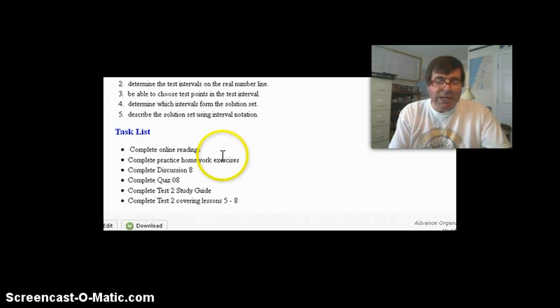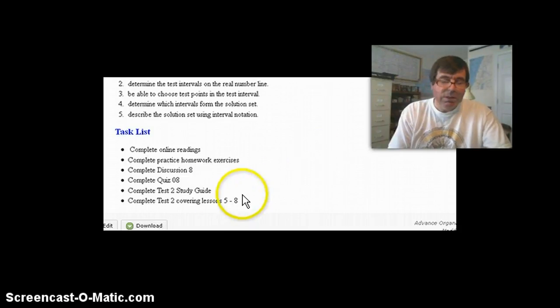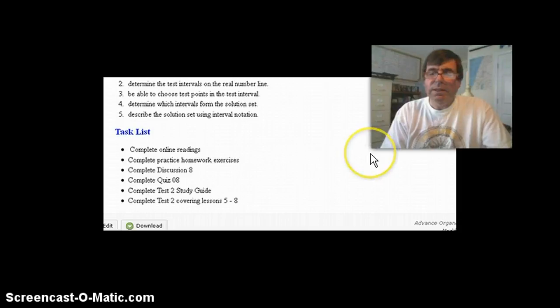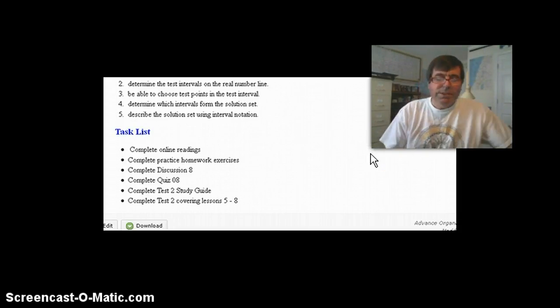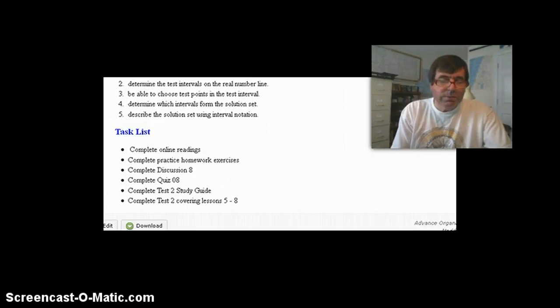And again, here's your tasks, your readings, your assignments, discussion. Let's hold off on that discussion till after 6 p.m. on Tuesday. Your quiz, your study guide for your test 2, and then a review for going over the problems for that study guide. Okay, didn't mean to alarm you there. But there you go. So those are the things that you need to be able to do.